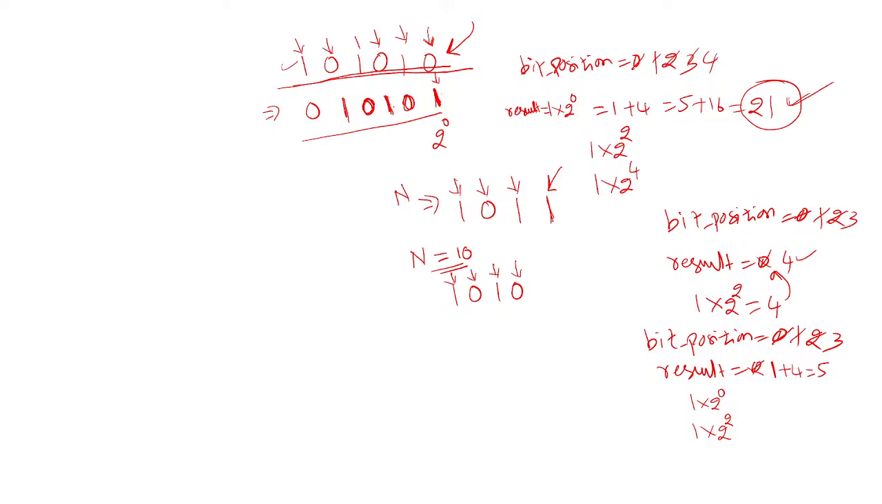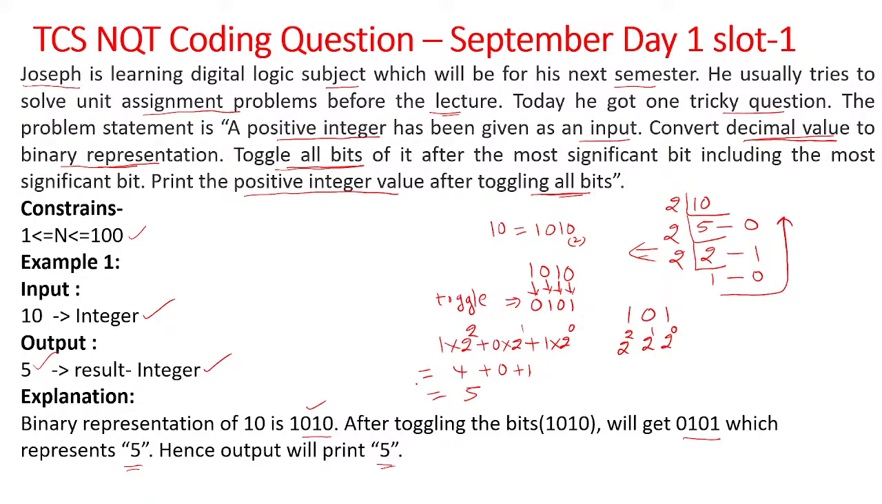From the problem statement you need to understand that it is not required to generate the toggled representation. You require only the decimal value for that toggled representation. No need to generate the toggled representation. While generating this binary representation you can obtain this result. That's how you should improvise your code.